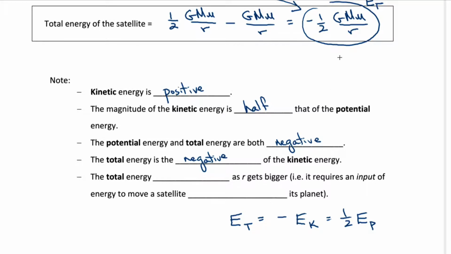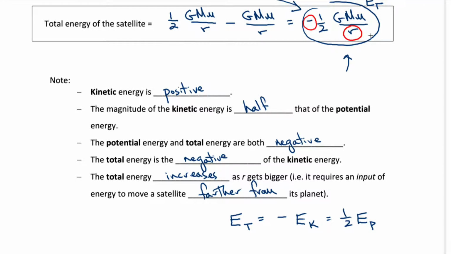Lastly, and for this we need to look over here, the total energy increases as r gets bigger. Again, remember that r is the distance from center to center, the center of the planet to the center of the satellite, which means it requires an input of energy to move a satellite farther from its planet. So if we look at this equation up here for the total energy, we need to look in two places. First, we need to look at the r, because r is going to get bigger, and we also need to look at the negative.